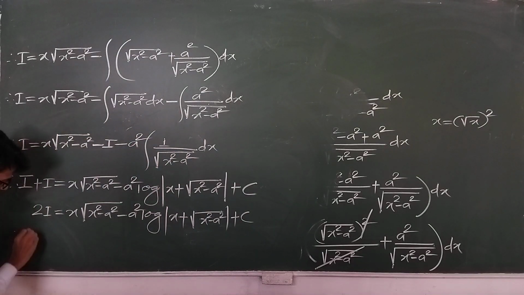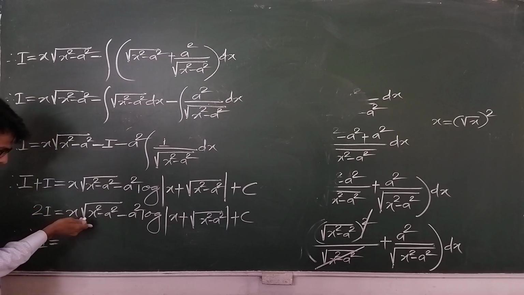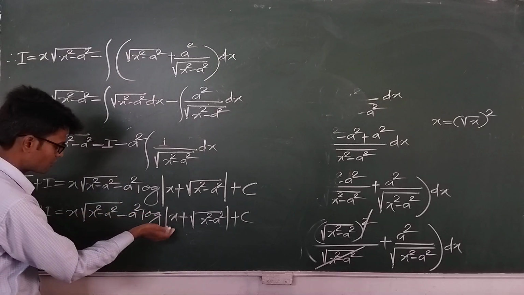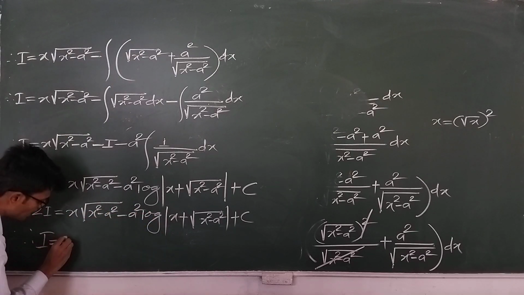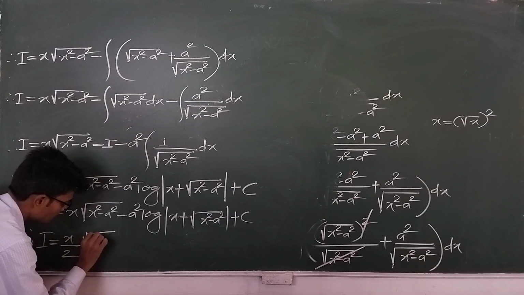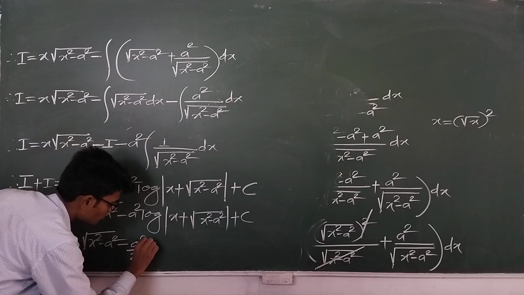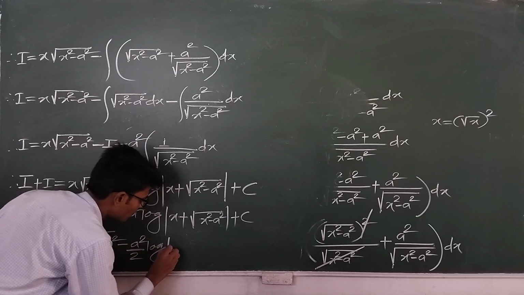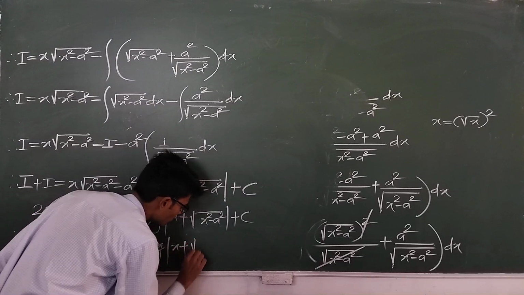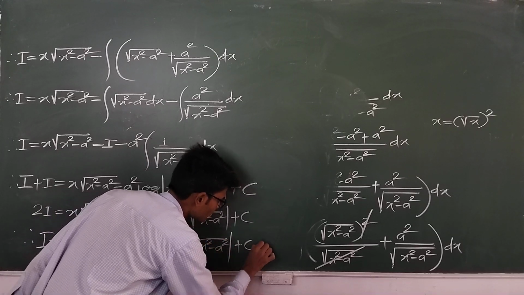So now the value of I is equal to, you take 2 to this side. Whenever you take 2 to this side, it divides this term as well as this term. So I'll write I equal to x by 2 square root of x square minus a square, next minus a square by 2 log of mod x plus square root of x square minus a square mod complete plus c.